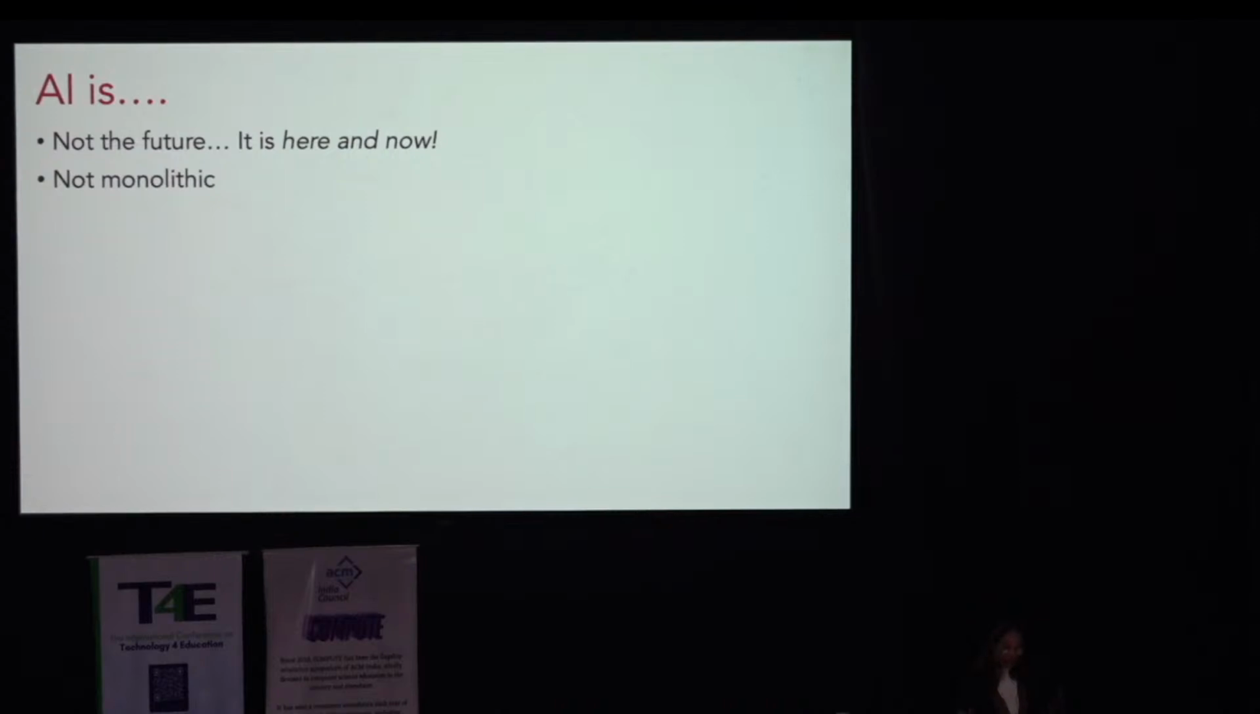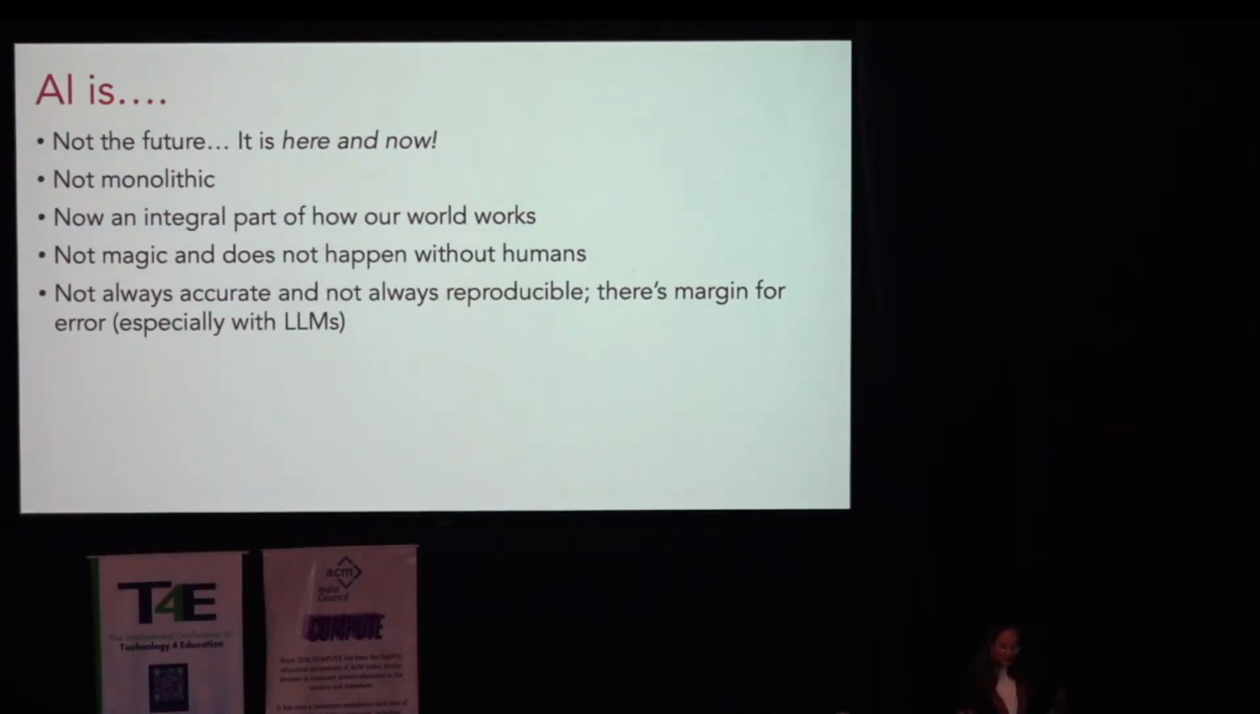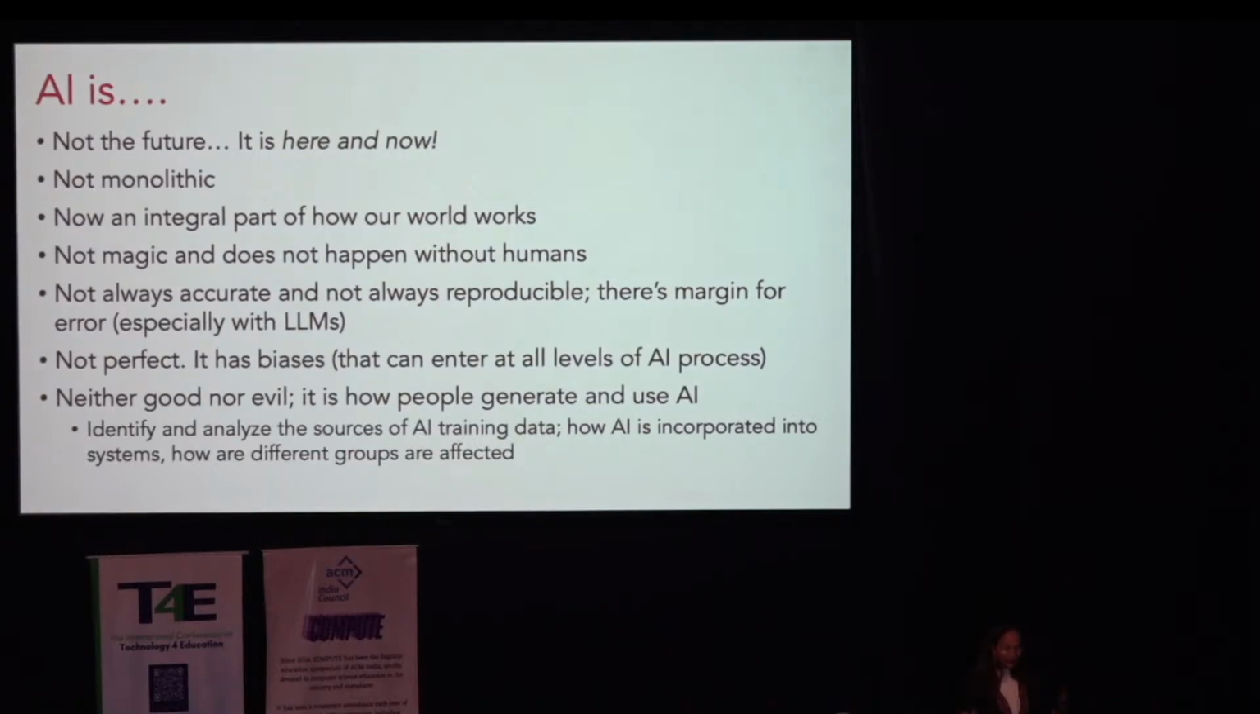It's not monolithic. It's now an integral part of how our world works. It's not magic. It does not happen without humans. It's not always accurate, not always reproducible. There's a margin for error, especially with LLMs. It's not perfect. It has biases that can enter at all levels of the AI process. It's neither good nor evil by itself. It's how people use and create it.